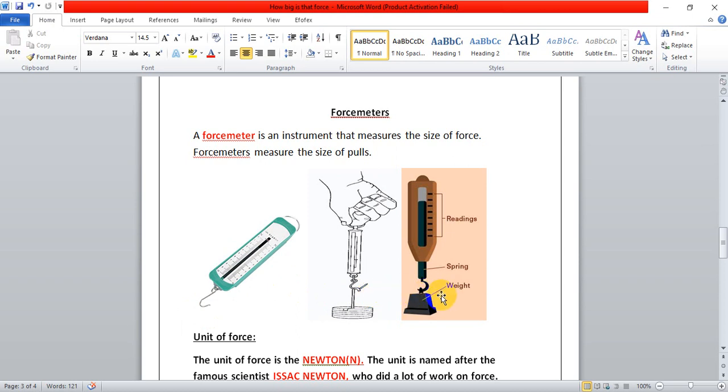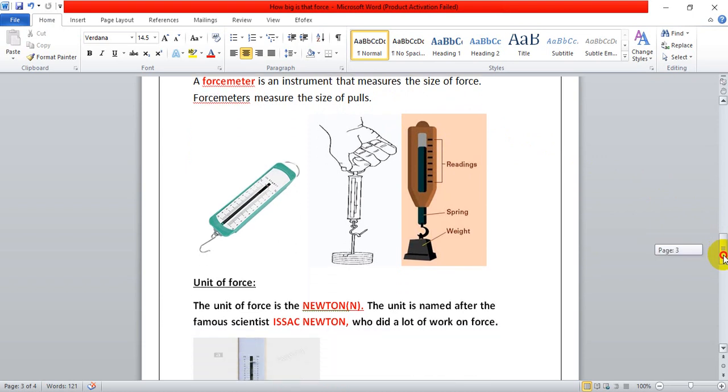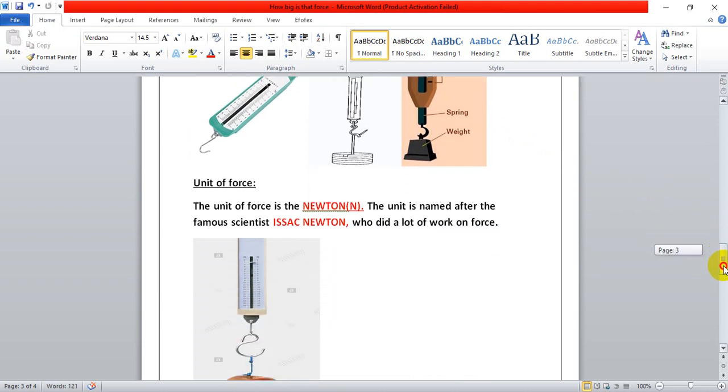See, it is the weight here. We are keeping some things here. Here it is the spring and here the readings. This is known as a force meter. Okay, a force meter is an instrument. It is a tool that measures the size of force, how big it is, how small it is. We are measuring by using a force meter.